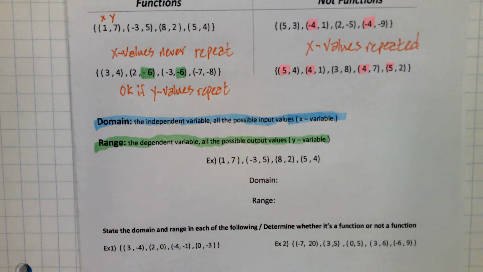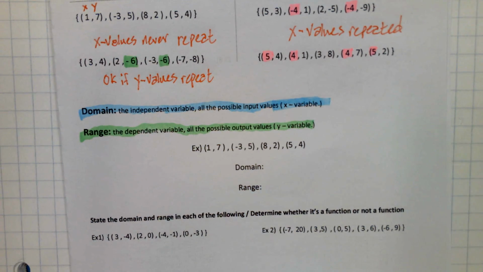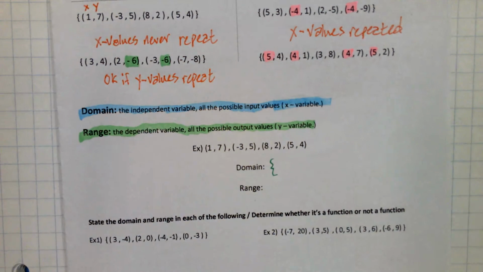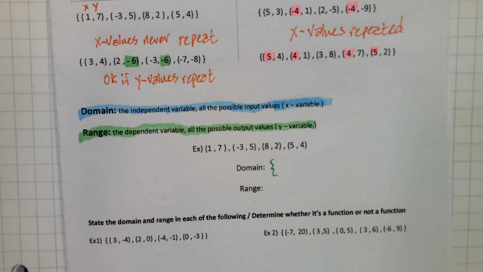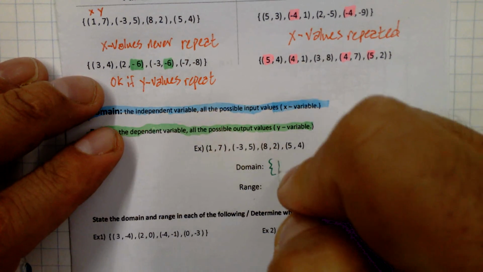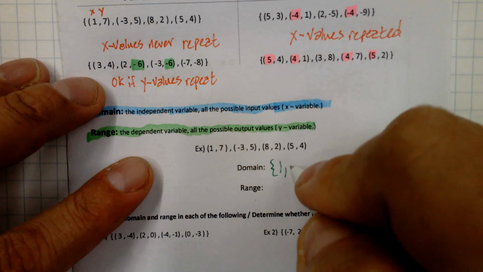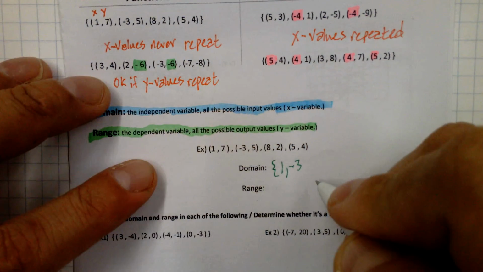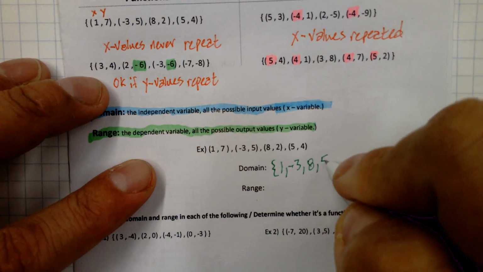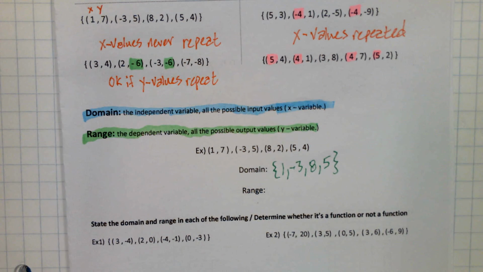Okay, let's do something very hard right now. It's going to be super difficult. Let's list the domain. Now, whenever we list a set, we're going to use those squigglies. Okay, what's our domain values? I'll give you the first one, the number 1. Then we have -3. Then we have 8 and 5. We just listed all our x values.